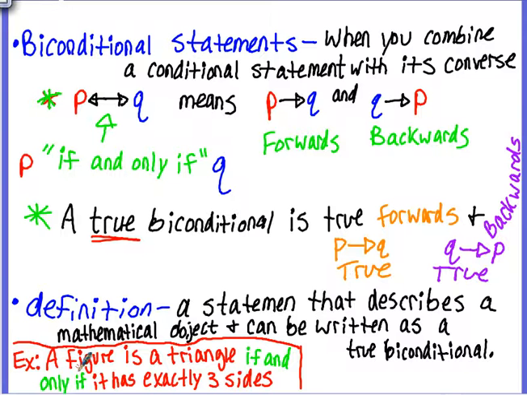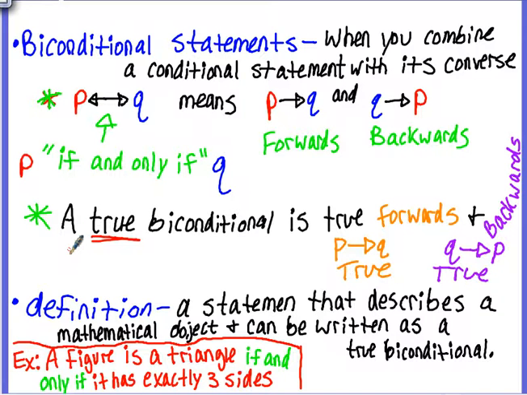Well, if it has three sides, that's going to cause it to be a triangle. So it can go in either direction. Because of that, it is a biconditional statement. So if and only if, meaning no deviation in both directions, no exceptions, no counterexamples, if they're claiming it's true. So speaking of being true, if a biconditional statement is going to be true, that means it must be true going forwards, and it must be true going backwards.